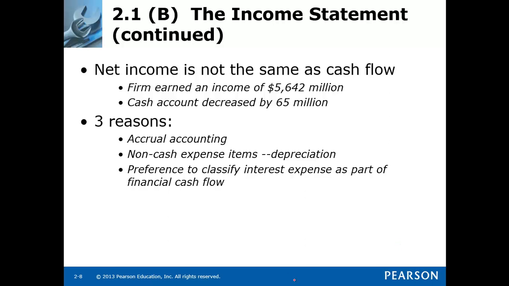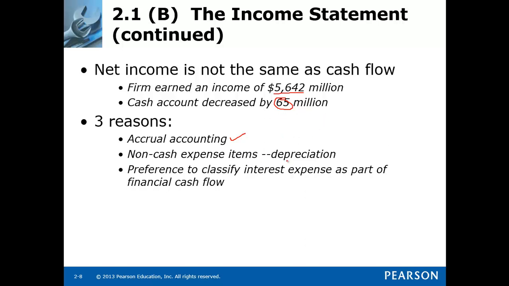When we look at our income statement, we can see that the firm earned a net income of $5,642 million, or $5.6 billion. However, cash decreased by $65 million. And there are three reasons. One is the accrual accounting, i.e. the booking of expenses when they're incurred and not when they're paid. So if the December 2011 electric bill came in and is put into the system in December but not paid until January, those expenses will hit in December, although cash will go out in the following January.